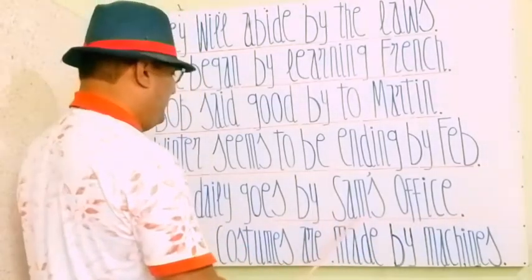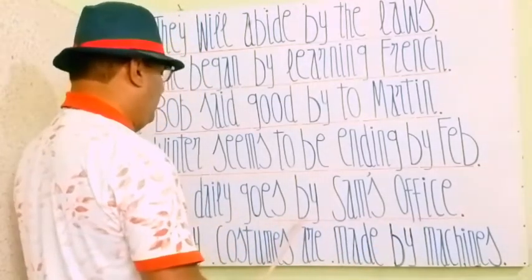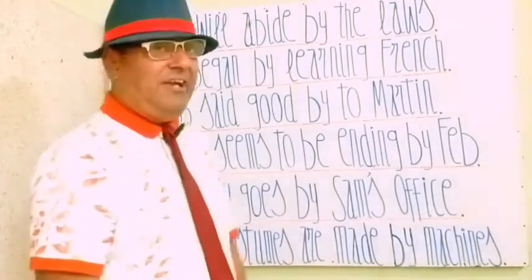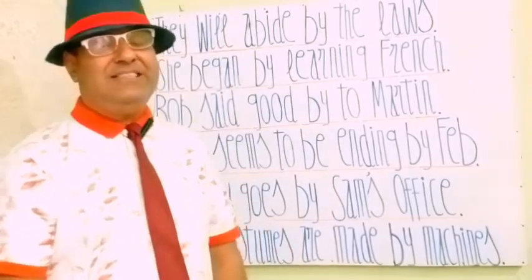Lena daily goes by Sam's office. Goes by is a beautiful phrasal verb. So Lena daily goes by Sam's office.